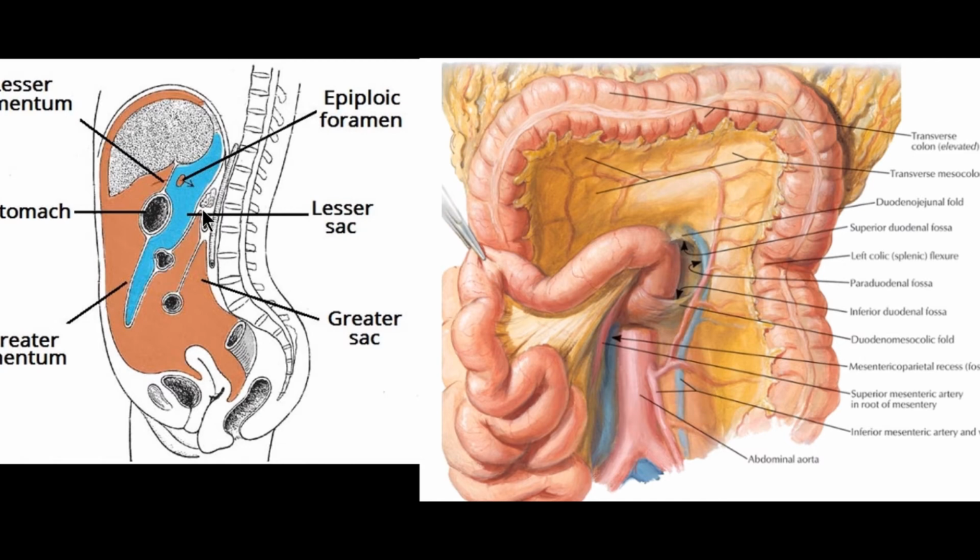So this double fold of visceral peritoneum, this mesentery of the transverse colon, is known as the transverse mesocolon. Similarly, we have a sigmoid mesocolon, which would be the mesentery of the sigmoid colon. We have the mesoappendix, which is the mesentery of the appendix, and so on. To sum up, all the mesocolons are in fact mesenteries of various parts of the large intestine.